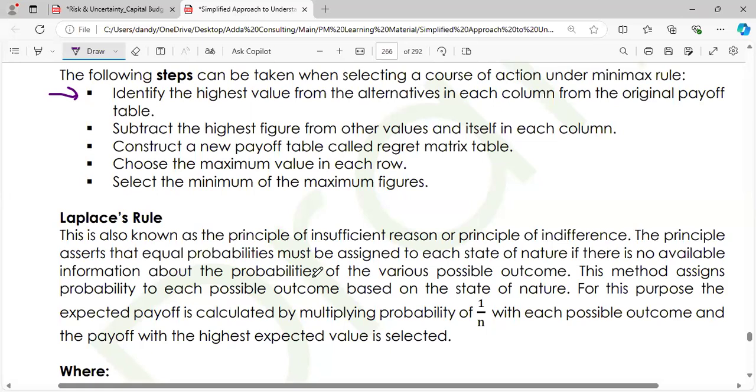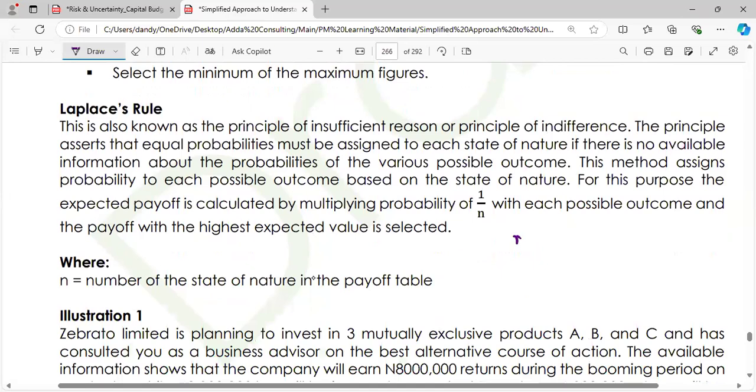If, for example, you have 3 states of nature, that will be 1 over 3. If you have 4 different states of nature, that will be 1 over 4. If you have 2 states of nature, that will be 1 over 2 probability that you are going to assign. Say, for example, you have states of nature A, B, and C, and alternative courses of action M and N. You want to choose whether to invest in M or in N. Say M has 300 for A, 200, then 500, and N has 400, 100, then 200.